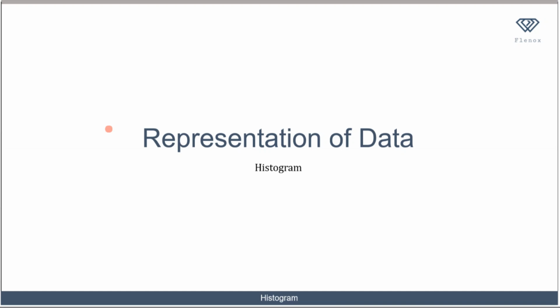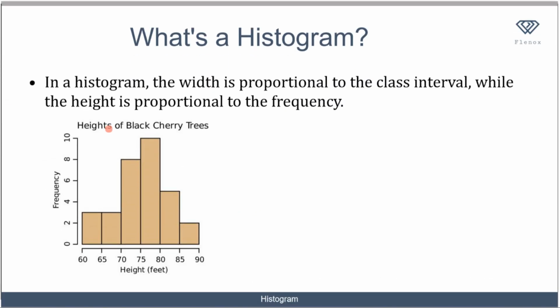So let's quickly look at histogram. So what is a histogram? In a histogram, the width is proportional to the class interval while the height is proportional to the frequency. As you can see, a histogram bears striking resemblance to a bar chart, but there are some significant differences between them. To start with, there are no gaps between the rectangular bars in a histogram.